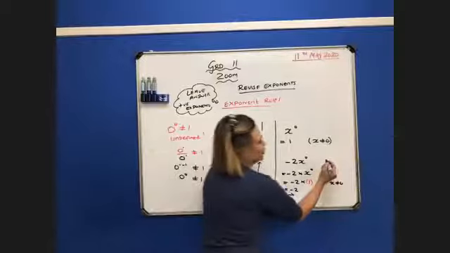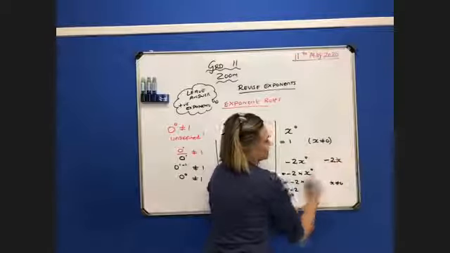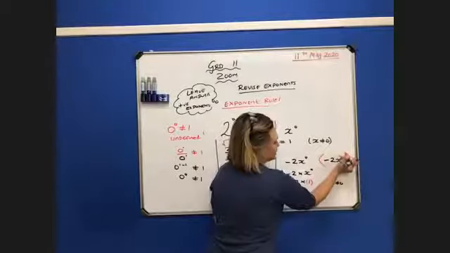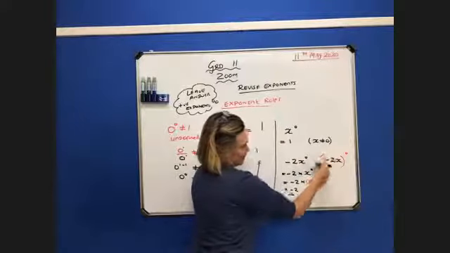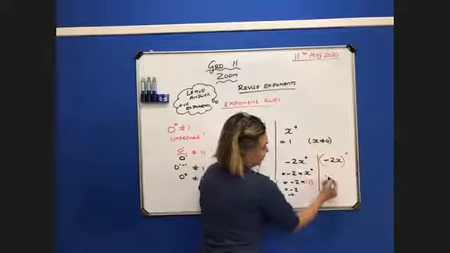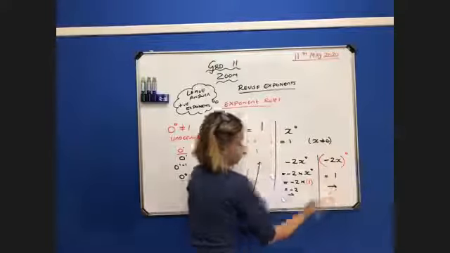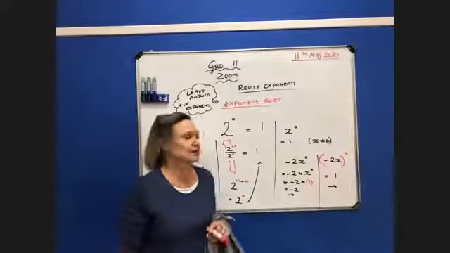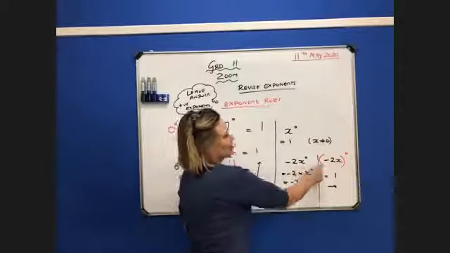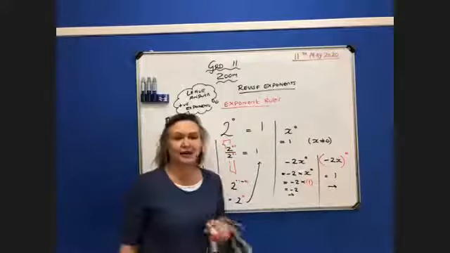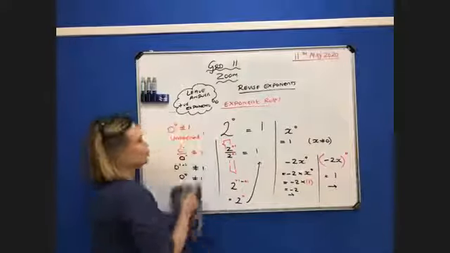If I wrote minus 2x to the 0 in a bracket, do you see the difference? Then the whole base, because of the bracket, is to the 0. So that is just 1. Again, x can't be 0, but a grade 8 would have gone wrong with that. Okay, but you're not grade 8, you're grade 11. So let's go to rule 4.